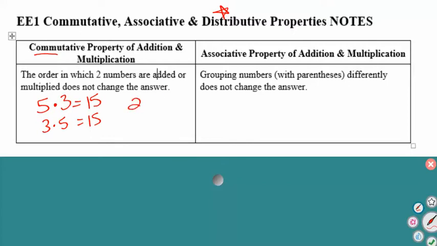That works for addition as well. 2 plus 3 is equal to 5. And if I change the order, 3 plus 2 is equal to 5 as well. Okay, I know that you've known that. You just didn't know that that had a word to it. So that's called the commutative property.